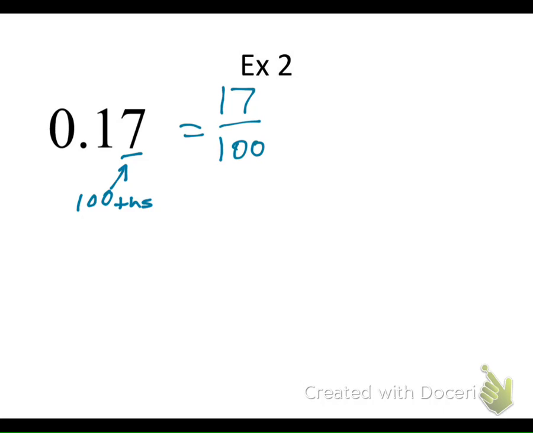So we did step number 2 already. What's step number 3? Reduce. Can 17 over 100 reduce? No. Okay, since we're going to do step number 4 now, we're going to check with the calculator. Get your calculator out. This is the 4th step. Type in 17 divided by 100. What's 17 divided by 100? 0.17.